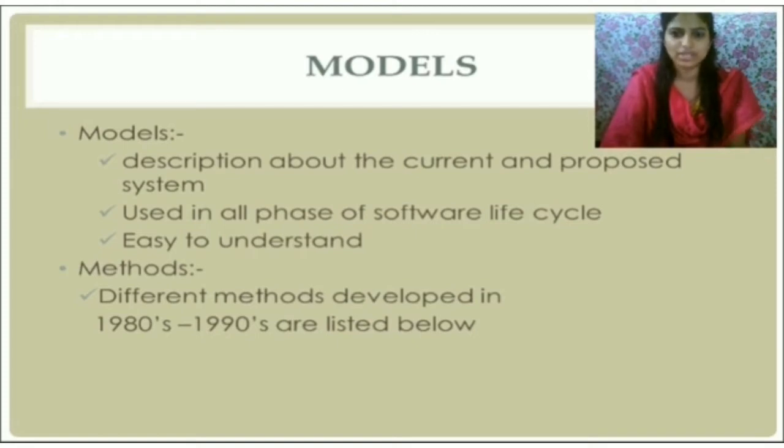A model is a pictorial or graphical representation. The software model, whatever we are going to develop, is used in all the phases of the software lifecycle. A model helps us to understand the system easily. Again, we have seen that object oriented methodology includes another term, which is methods. There are different methods developed during the 1980s and 1990s. So what are those methods?